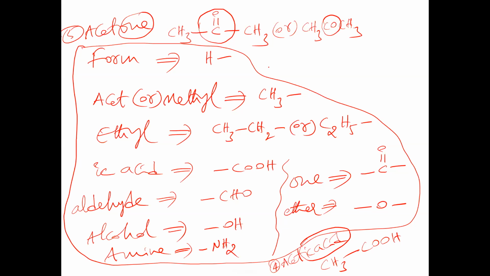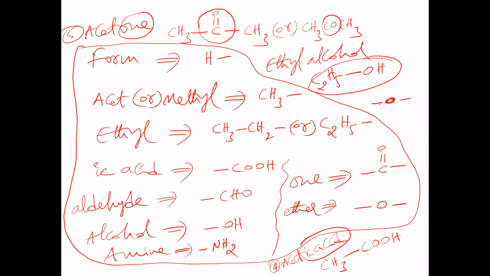And next, suppose you take ethyl alcohol. Ethyl group means C2H5 bond. Alcohol is OH. So ethyl alcohol is C2H5OH. And diethyl ether or dimethyl ether. Ether indicates bond O bond. Dimethyl means you attach CH3 and CH3, two methyl groups. Dimethyl ether. If two ethyl groups are there, diethyl ether. In this way we have to understand. Is that clear?